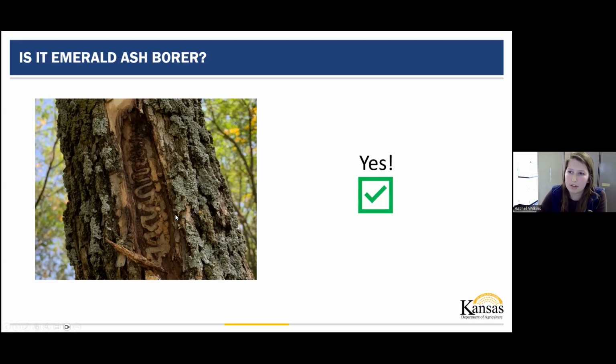And looking at this gallery, it looks like it's an older gallery. There's not any kind of frass packed into it. So you're probably not likely to find an insect here, but it'd be a good idea to continue looking at the tree.